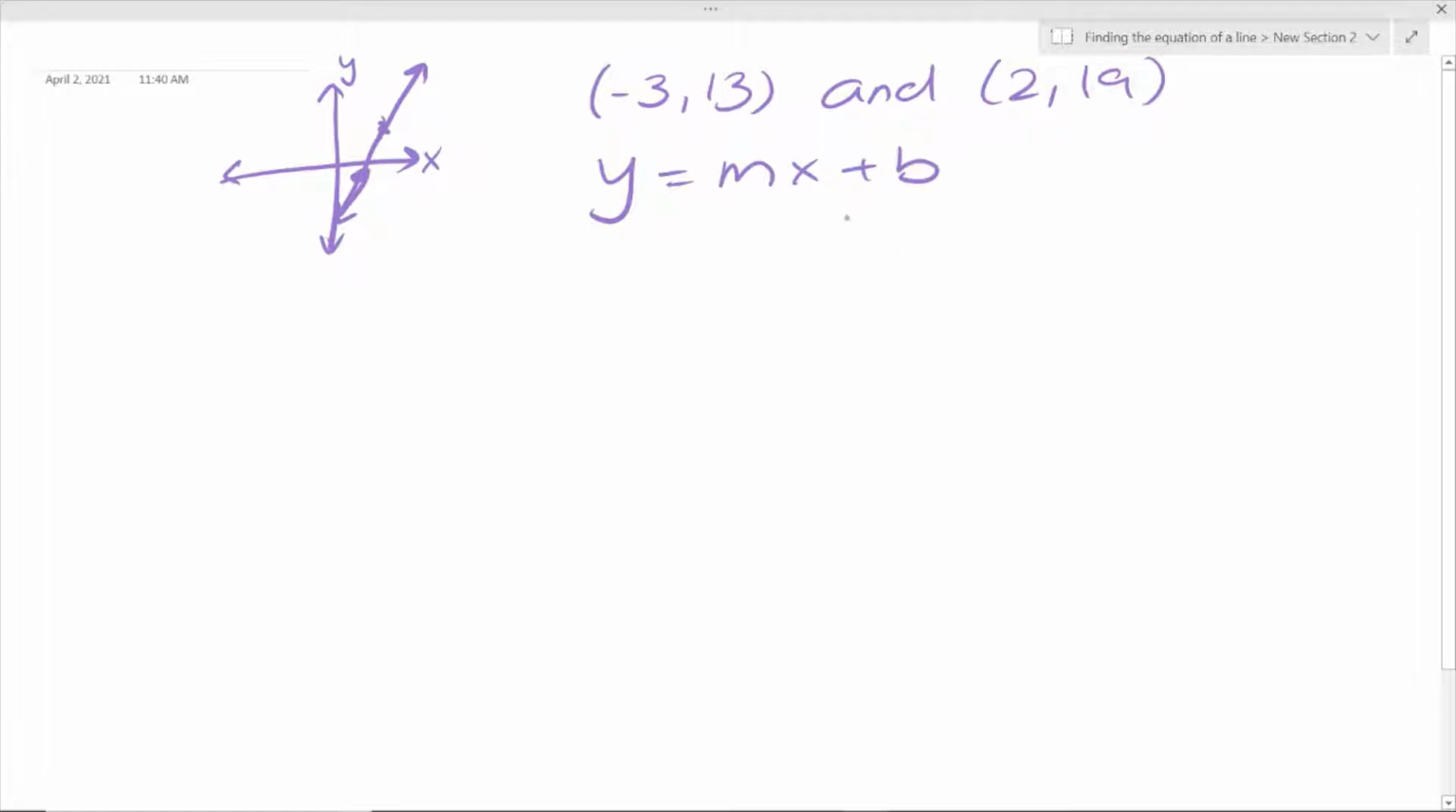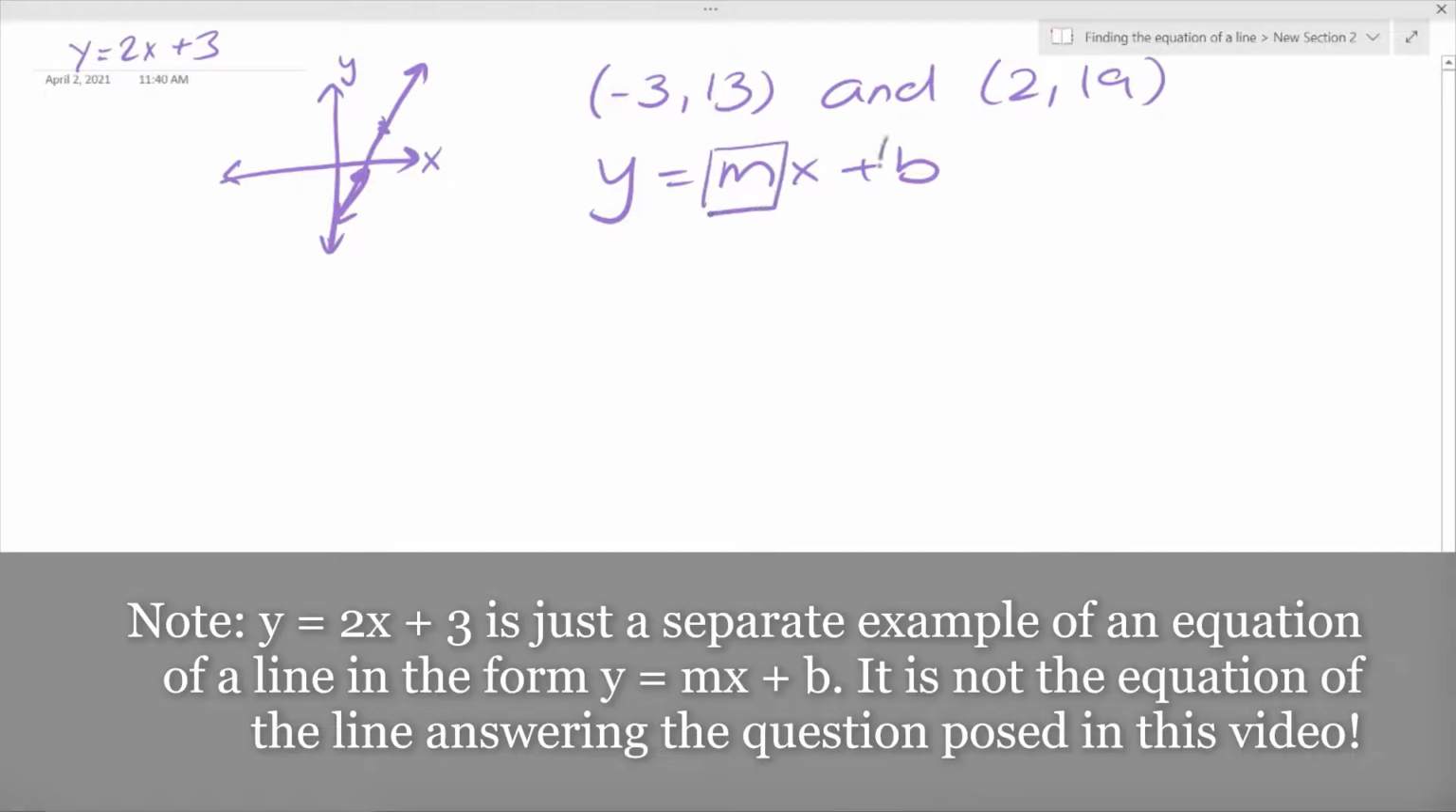So here we're going to need to fill in 2 variables. Well, usually when we see a line, we see the variables x and y existing with some number, like for example, say y equals 2x plus 3, right? You can see that the m here and the b here will need to be filled in, so we need to find the m and we need to find the b to fill it in, and then we will get the equation of the line. So this is just an example of an equation of a line.